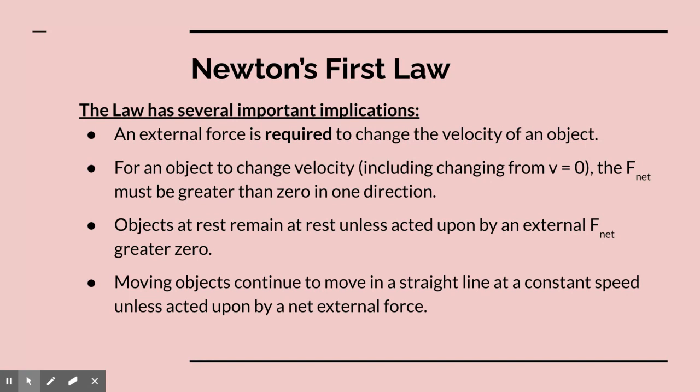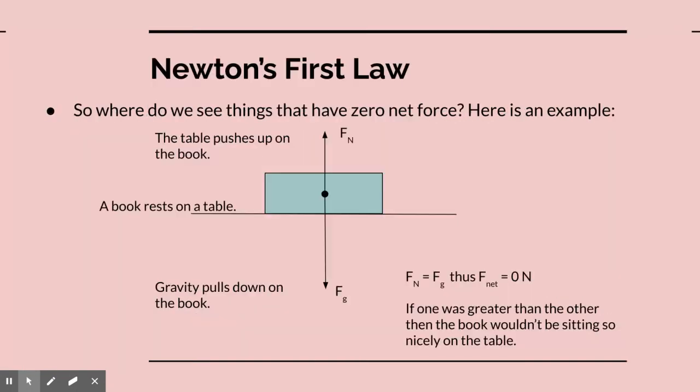Again, we've already covered this. And moving objects continue to move in a straight line at a constant speed unless acted upon by a net external force. Again, mentioned that too. That's you floating in space, and the only thing stopping you from continuing to float forever is if something hits you or you're able to grab onto some mystery rope somewhere. Okay.